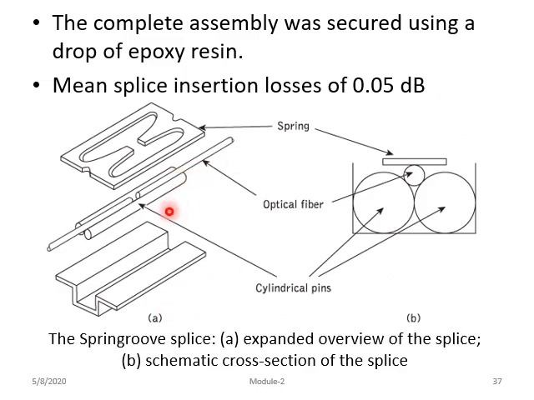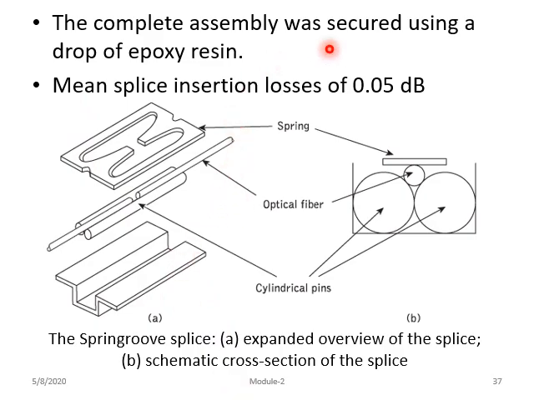In the spring groove technique, over here you can find something like a spring which is placed over the two rolling cylindrical pins, where the optical fiber is placed. These are the two rolling cylindrical pins. Over that we are placing this particular spring. So we are pushing the optical fiber ends together from the other side. In the expanded overview, this needs to be placed at the top, and then pushed from either side of the fiber so that it gets connected. This is a cross sectional view of these together.